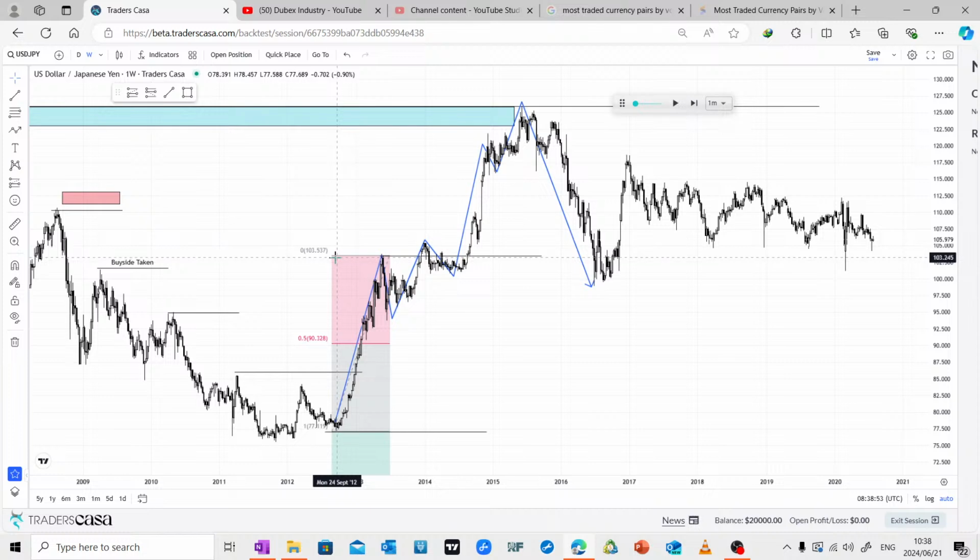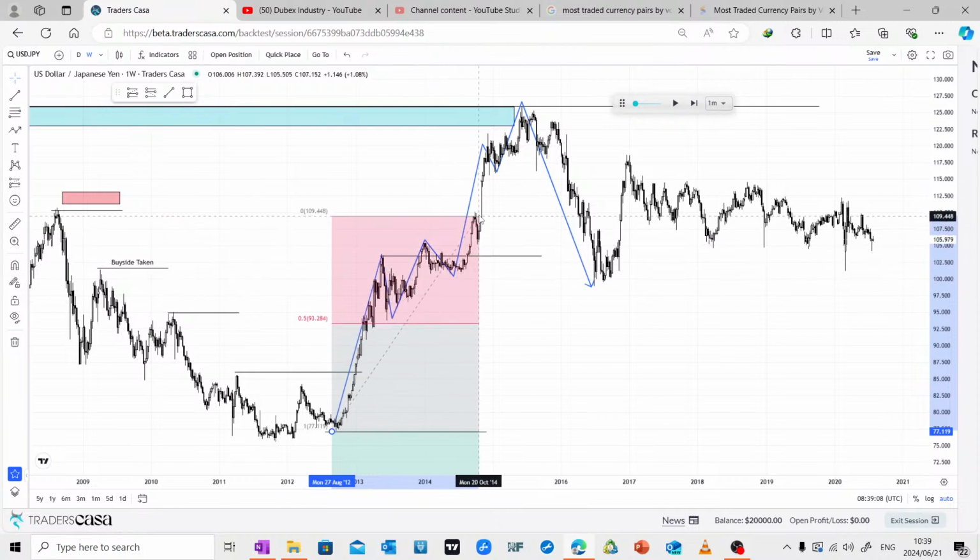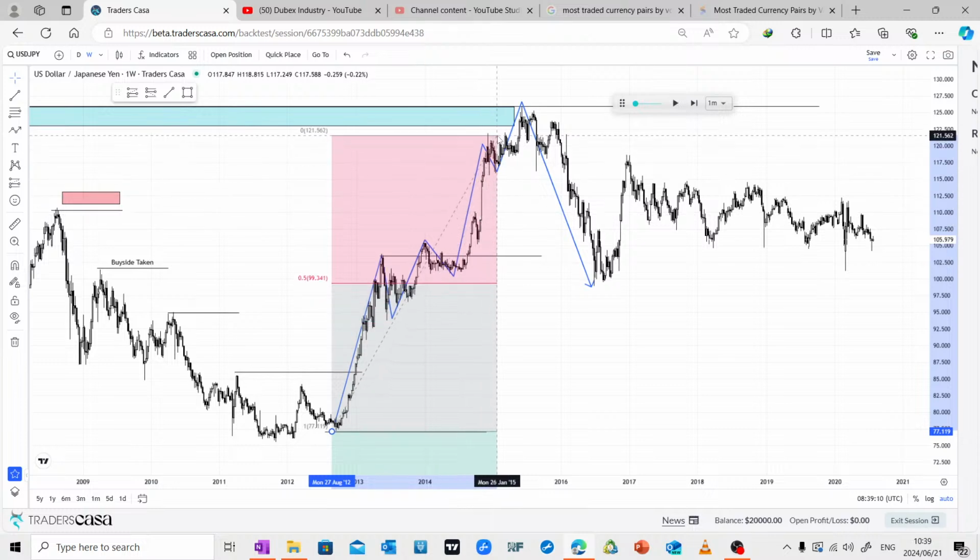So my point is, from this leg here, from this leg that we have, the market then took to this high. Did it retrace back to 50%? No. Then it actually consolidated, then pushed to this high. Did it come back to 50%? No. Then pushed to this high. Did it come back? No. Made a further high, and then there we go.